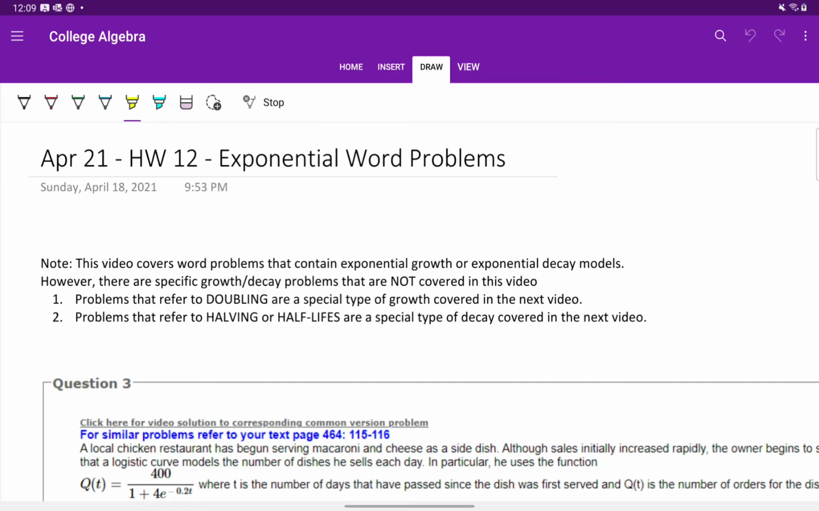Hello, in this video we're going to be going over exponential word problems. Now your homework 12 is going to have a lot of different types of homework problems that involve exponential word problems, but this video will not cover all of them. This video is going to cover the more basic version.